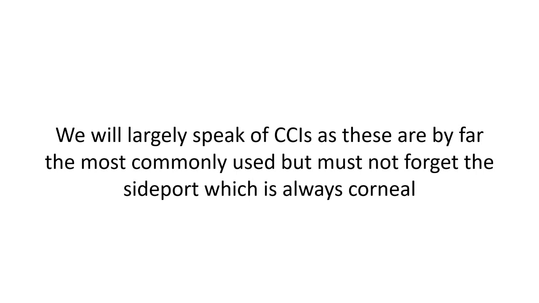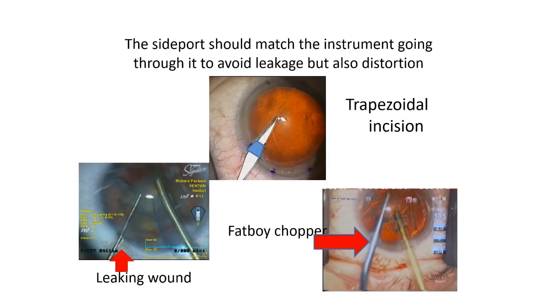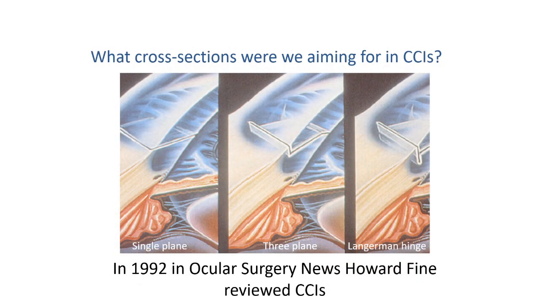In this talk, we're largely going to speak about clear corneal incisions. Now, these are by far the most commonly used, but we mustn't forget the side port, which is always corneal. The side port should match the instrument going through it to avoid leakage, but also distortion, and that is why I prefer a trapezoidal incision so that your instrument can move sideways without creating this distortion in that little wound. It also avoids leaking, as you can see in the bottom left picture. I designed the Fat Boy chopper, which is the same size as my bimanual irrigation aspiration, which fits through this incision with minimal leakage.